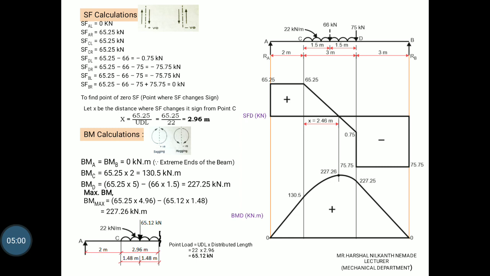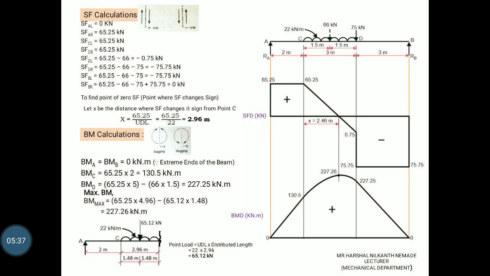So the formula will be x is equal to 65.25 divided by UDL. From whichever point the SF is changing sign, we will write that value, 65.25 kilonewton, divided by UDL. UDL is 22. I will get 2.96 meter. So whatever distance I have got, I will mark on the figure as x is equal to 2.96 meter. Okay, that is not 46, it is 96.